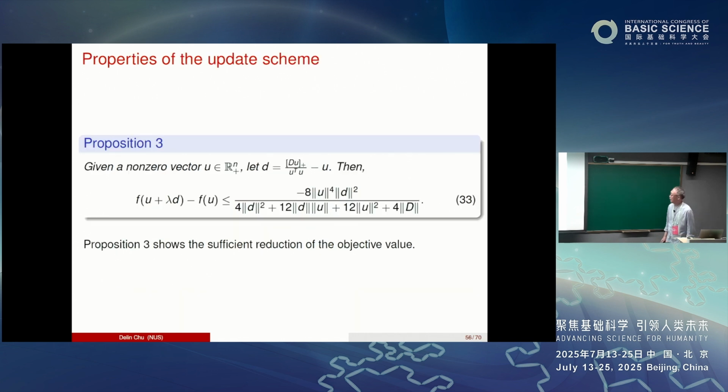Also, we have one more result. Now we find this difference: f(u plus lambda d) minus f(u) is bounded by this number. Now it is very clear that if d is non-zero, then f(u plus lambda d) is strictly less than f(u). So in each iteration, the objective value reduces strictly.